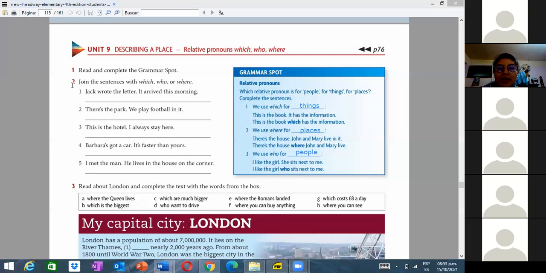We have to continue with the next exercise, number 2. Join the sentences. Here we have which, who, or where. Okay, you have to read carefully these sentences. You have to identify which relative pronouns you have to use. For example, here we have Jack. Jack wrote a letter. It arrived this morning.